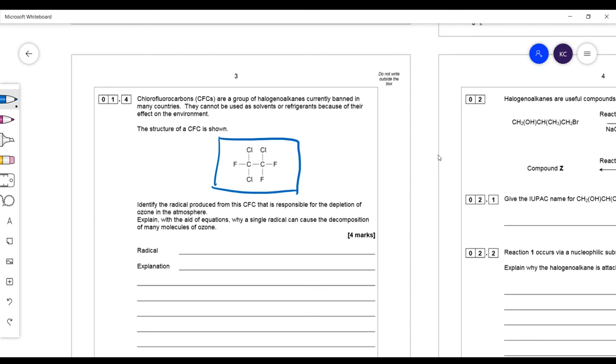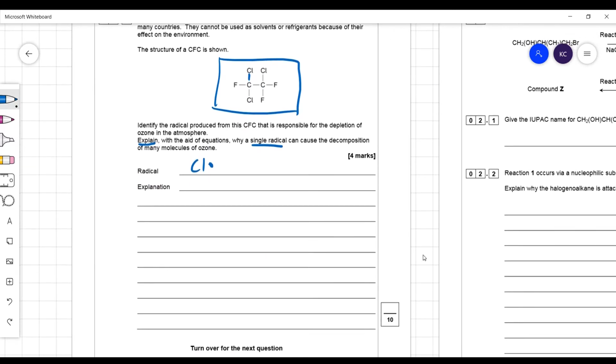atmosphere. Okay, so this is basically the same thing as we've done before. We obviously say that it's chlorine radical that is responsible for that, and there are chlorine radicals in here. So really what's happening is that the UV light breaks one of these carbon chlorine bonds homolytically, and then there are 2 radicals generated, and one of them is chlorine radical. And explain with the aid of equations why a single radical can cause decomposition of many molecules of ozone.